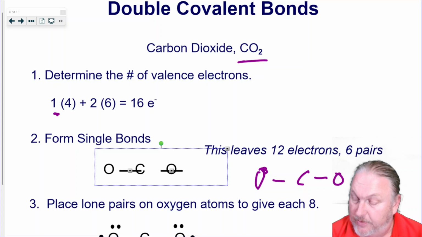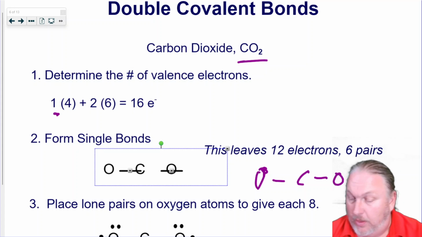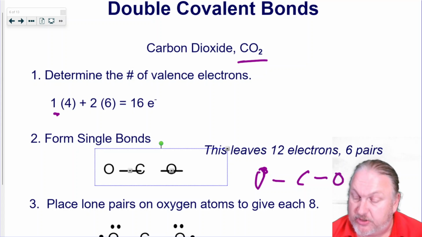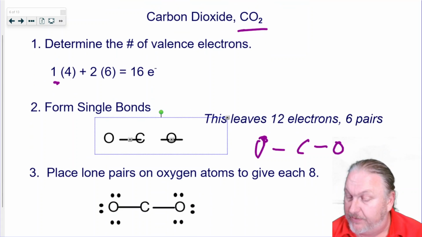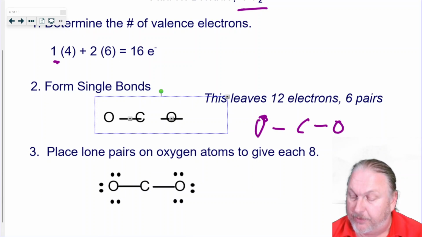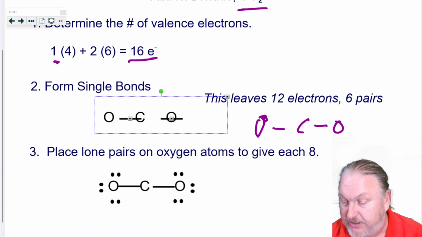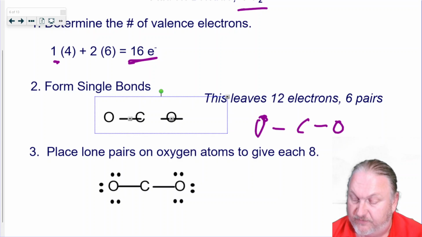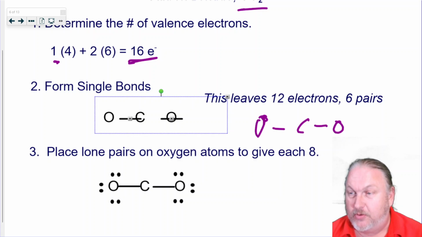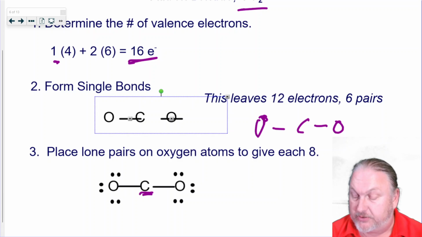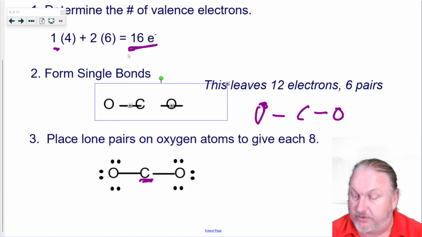Okay, so 2, 4, 4 electrons are used. I've still got 12 electrons left, so I'm going to place lone pairs on my oxygen atoms. Again, we've got 16 electrons to work with. So there's 2, 4, 6, 8, 10, 12, 14, 16. Cool, I've used all my electrons. But not cool, because I've still got carbon with only 4 electrons around it.